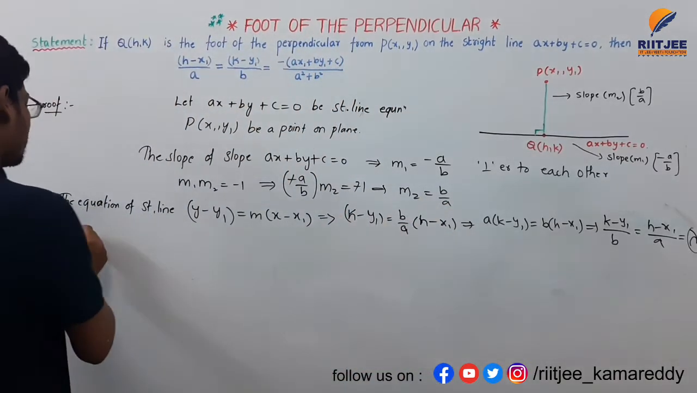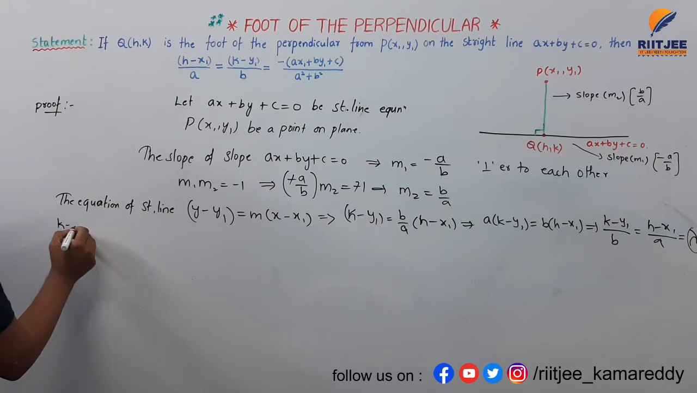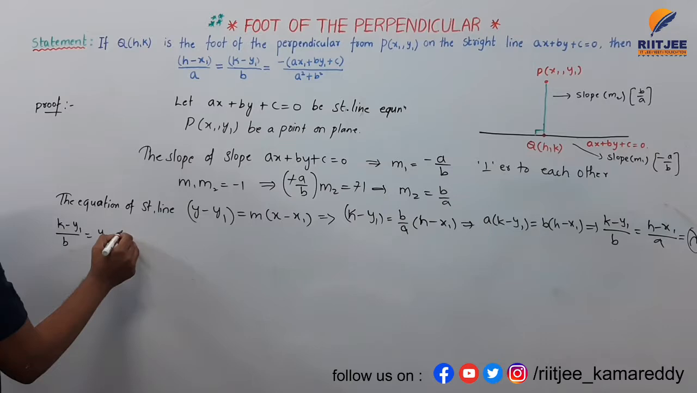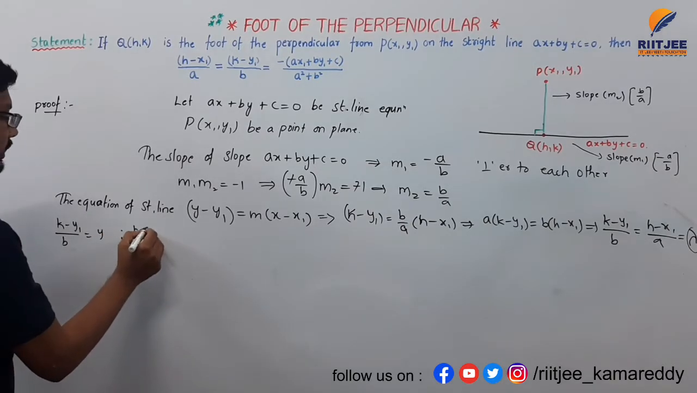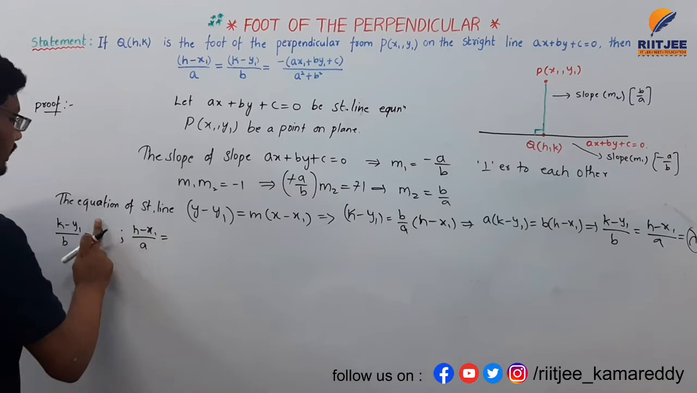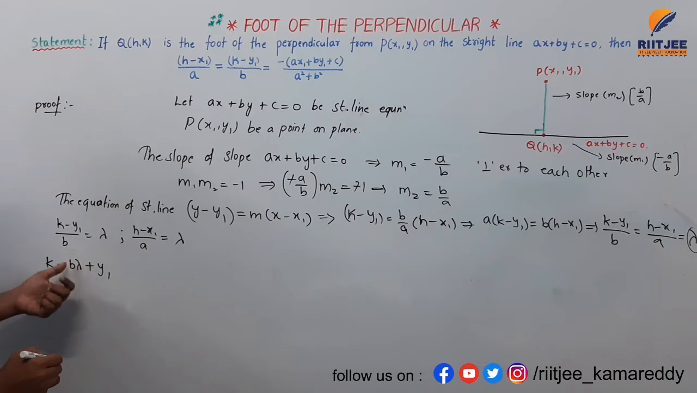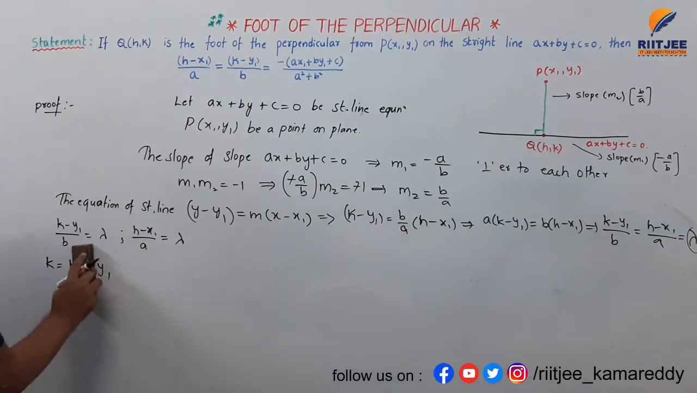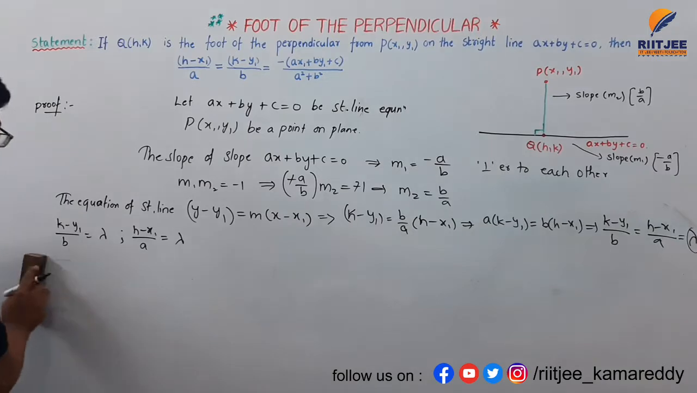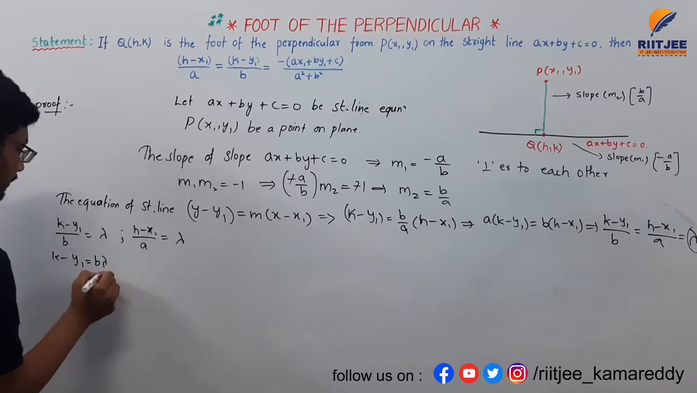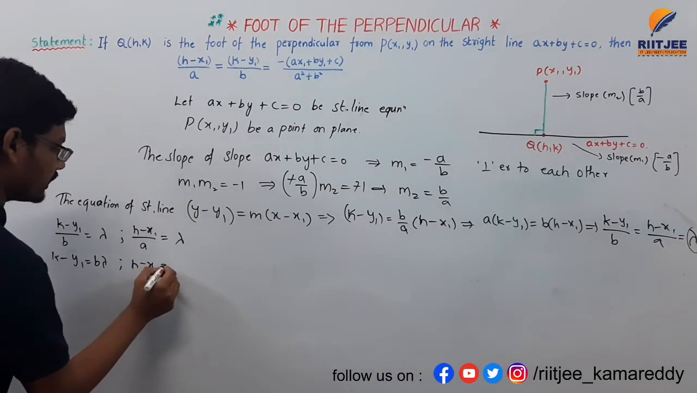So from these two, k minus y1 by b is equal to lambda and h minus x1 by a is equal to lambda. Both are lambda here. Here we want the k value. k is equal to b lambda plus y1. So I am sending this side directly, k minus y1 is equal to b lambda. Next, h minus x1 is equal to a lambda.